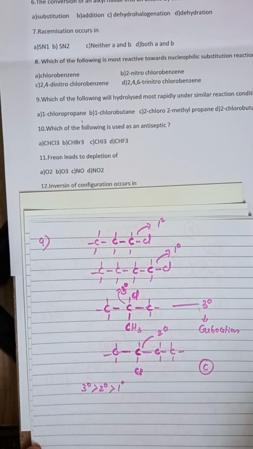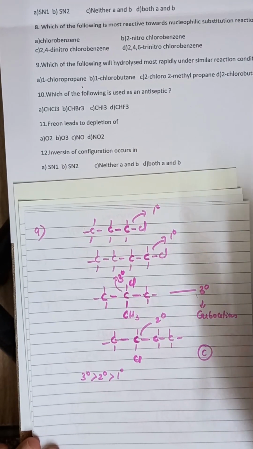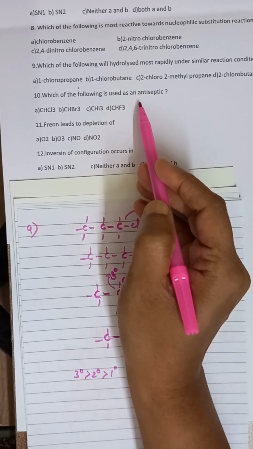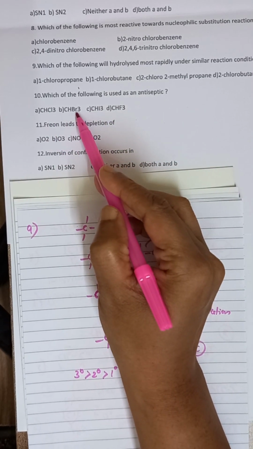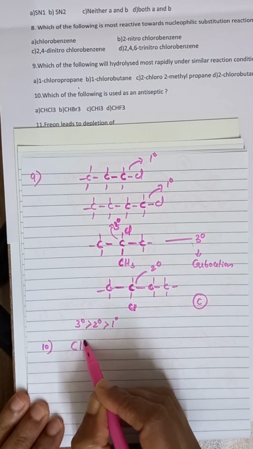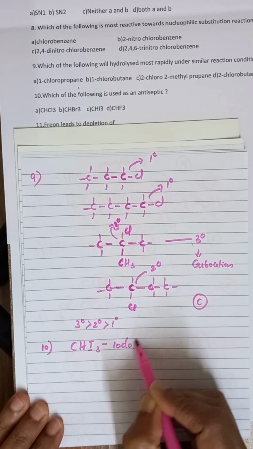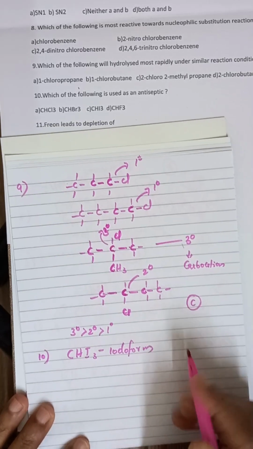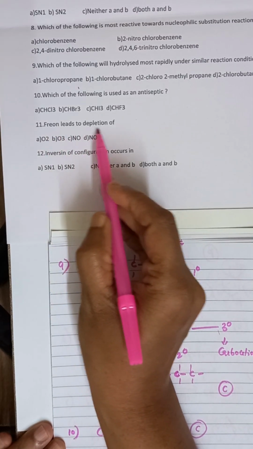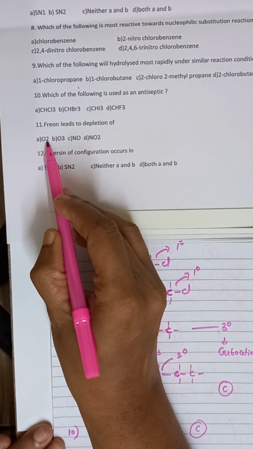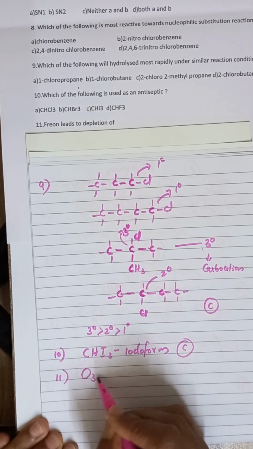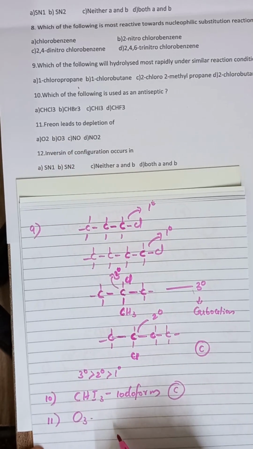Now let's see the 10th question. Which of the following is used as an antiseptic? CHCl3, CHBr3, CHI3, CHF3. We know that CHI3 is called iodoform, which can be used as an antiseptic. So option C is the answer. Now let's see the 11th question. Freon leads to depletion of O2, O3, NO, NO2. It is ozone, O3. So option B is the answer.